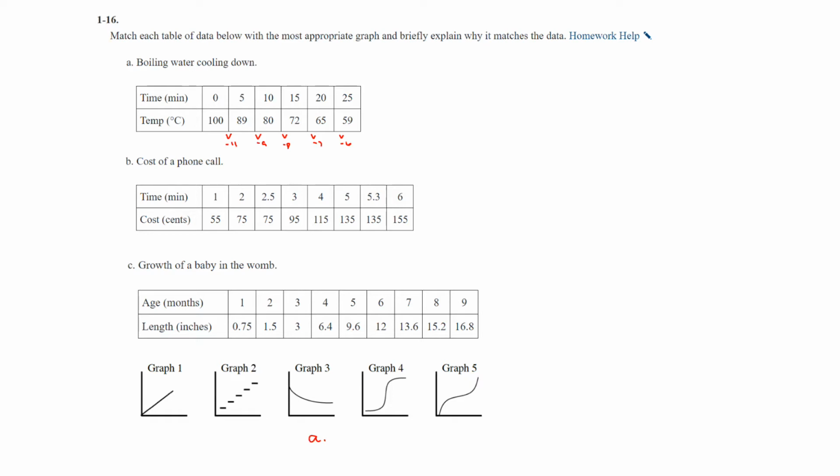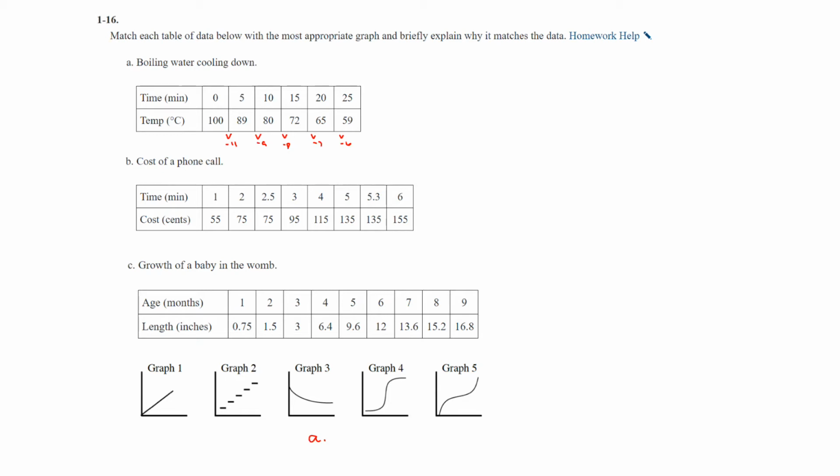Let's look at B, cost of a cell phone. So you have time in minutes. As it increases, the cost in cents is also increasing. So for each one of those, we're only talking about specific times because it says cost of a phone call. So for 1 minute, it's going to cost 55 cents. For 2 minutes, 75. 2.5, 75.